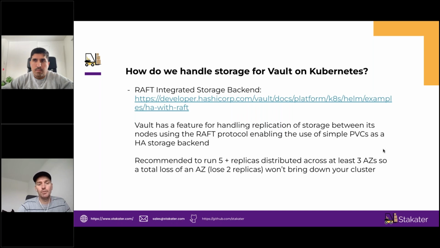running Vault highly available. There is a recommendation from HashiCorp to run it with at least 5 replicas if using this Raft backend, distributed across at least 3 availability zones, which will give you true high availability, where you could lose an entire zone, which would be 2 replicas, but your cluster will still have quorum. It will still be able to do leader election.